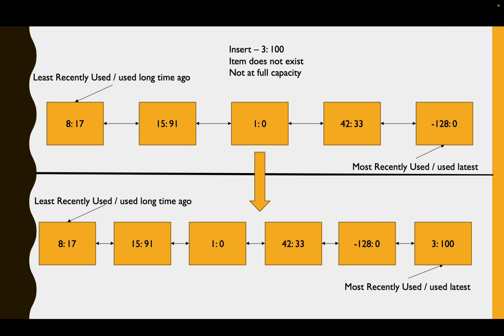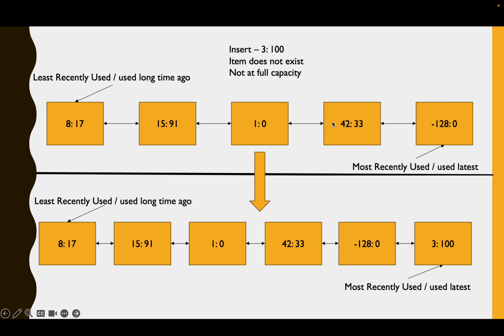Okay, then you have insert. Now insert has a few edge cases, but let's consider the most basic example: the LRU is not at its capacity, which means there is some space left to insert new nodes, and the item does not already exist in the LRU. That means if you try to find a value by the key 3, it would return -1. Now we're inserting the key value 3 colon 100, key is 3, value is 100. Before insertion is at the top half and after insertion is at the bottom half.